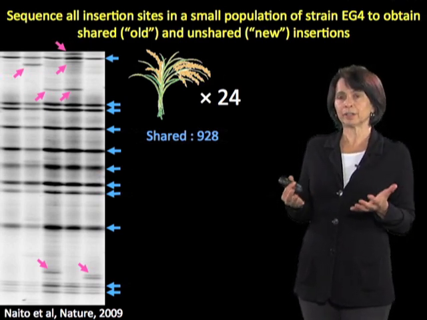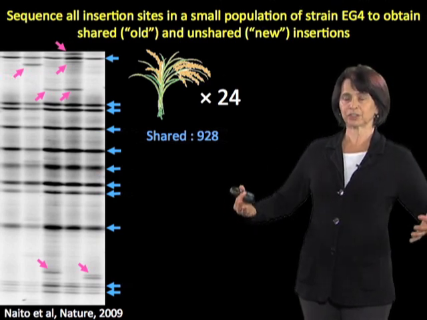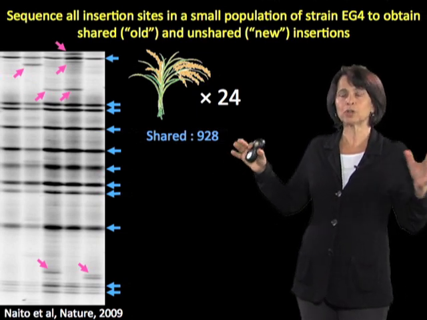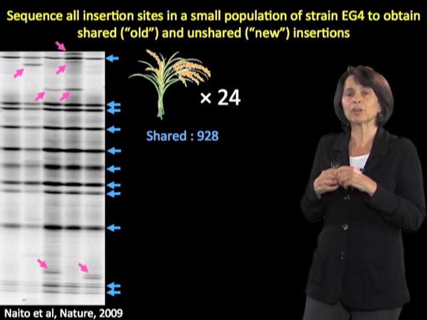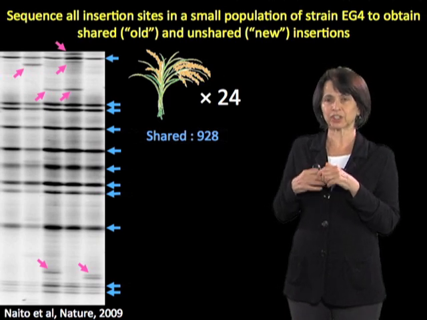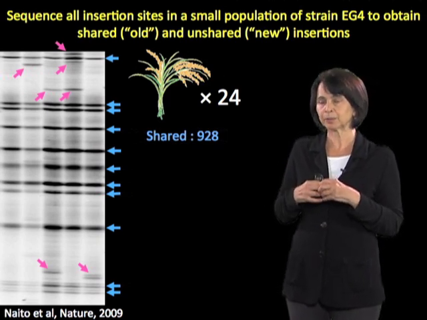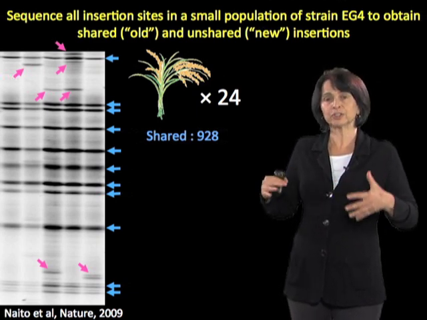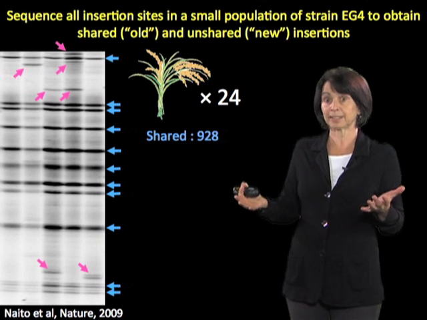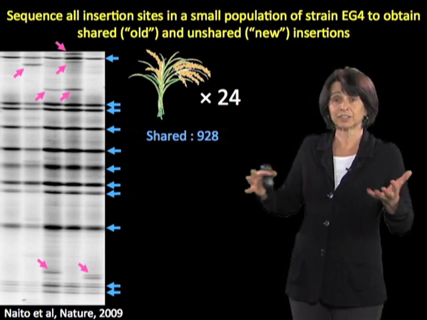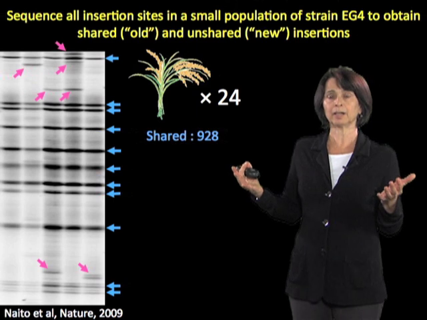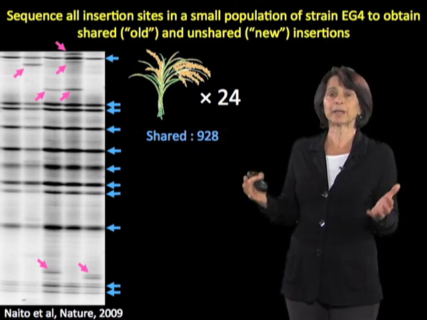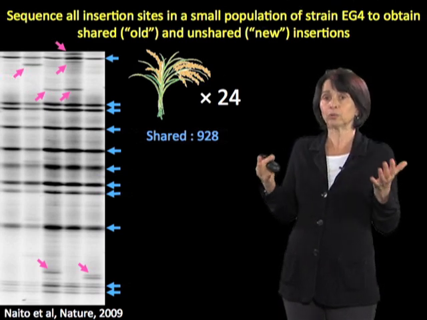Because what we want to know is not just what are the insertions that are present in all 24 plants, and those we'll call old insertions. We want to know what are the new insertions, the ones that are just happening. The reason is it's possible that the old insertions have been filtered by selection, so that over generations, insertions in exons or whatever have been removed because they've been detrimental. So by looking at shared and unshared, we're able to get the whole spectrum of new and old insertions.